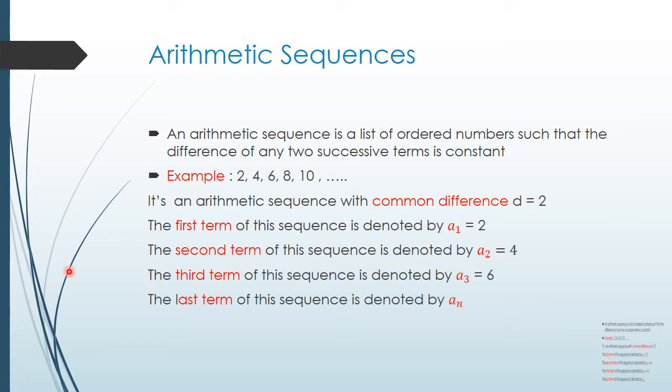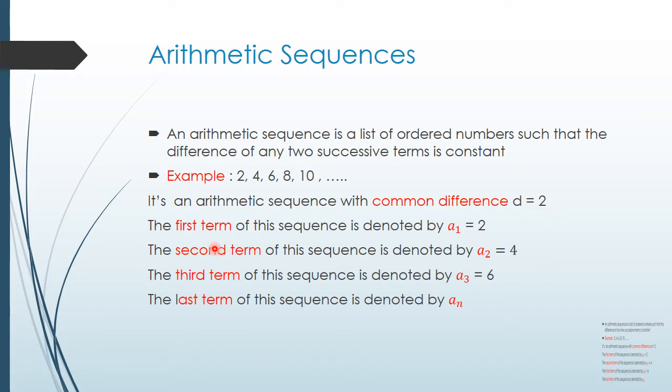Arithmetic sequence. An arithmetic sequence is a list of ordered numbers such that the difference of any two successive terms is constant. What do we mean by that? Example. Given the list of numbers 2, 4, 6, 8, 10, as you notice, the difference between 2 and 4 is 2, 4 and 6 is 2, 6 and 8 is 2, 8 and 10 is 2. So it's an arithmetic sequence with common difference 2.